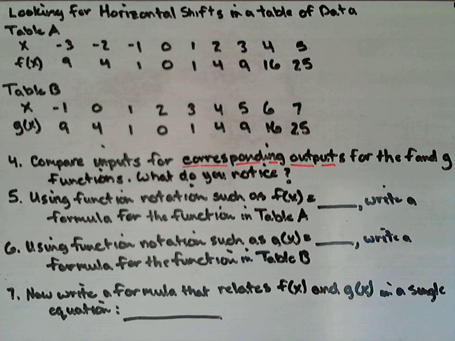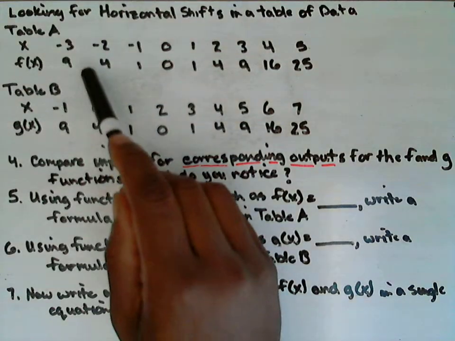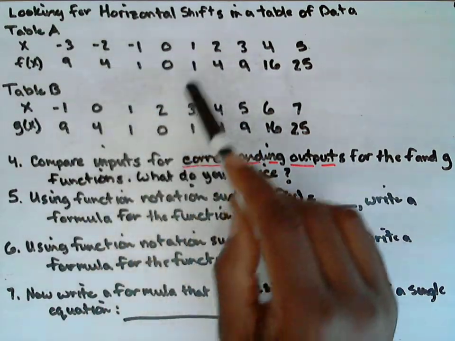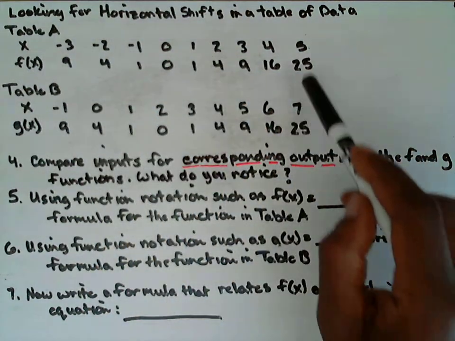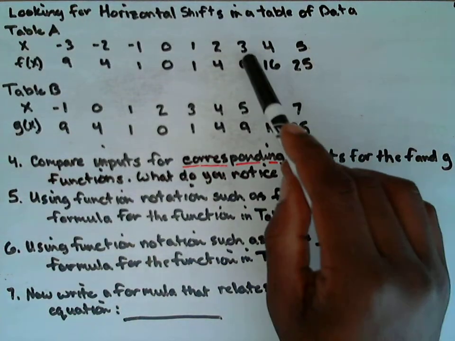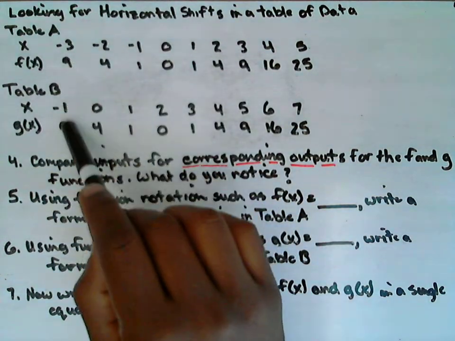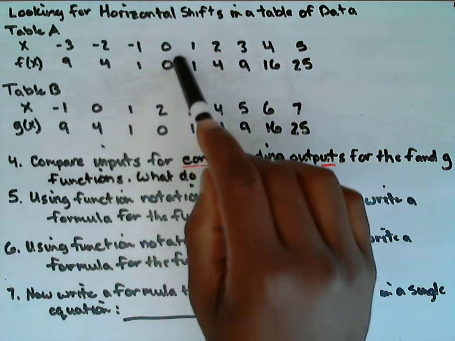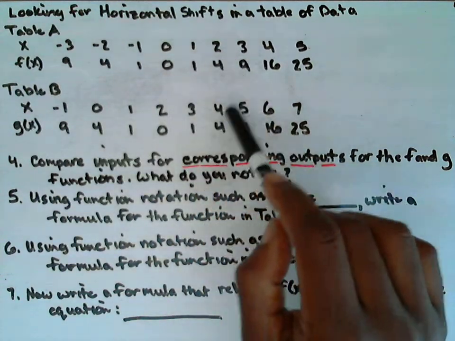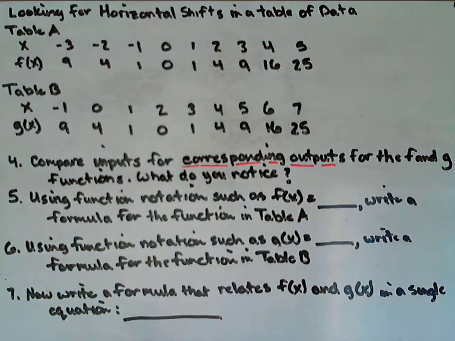For number 4, we're to compare inputs from corresponding outputs for the F and G functions, and we're supposed to note what we notice. Now, the first thing I notice is that if you look straight up and down on each of your columns, all of our outputs are the exact same. Like we've got 9, 4, 1, 0, 1, 4, 9, 16, 25.